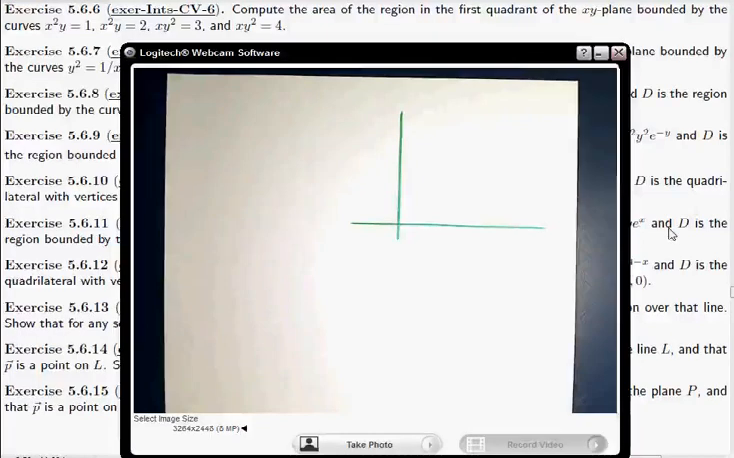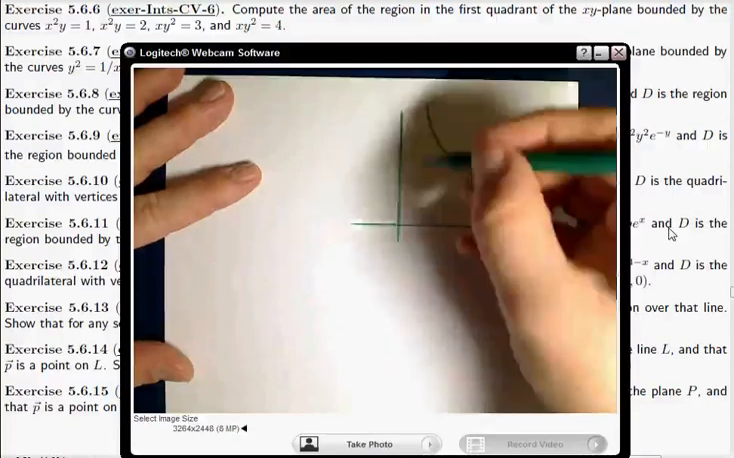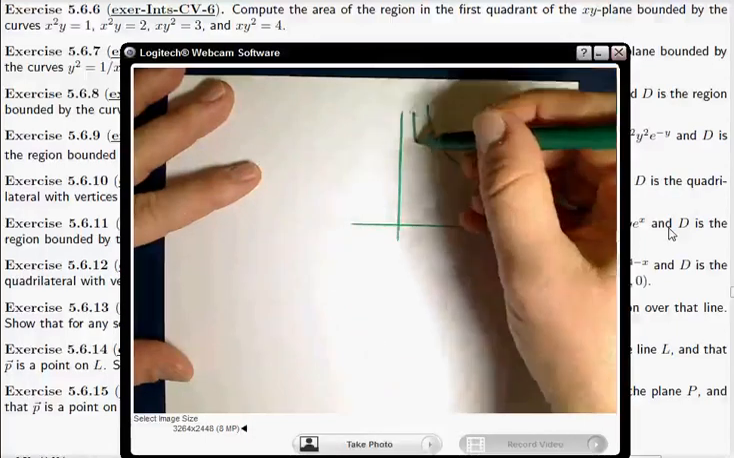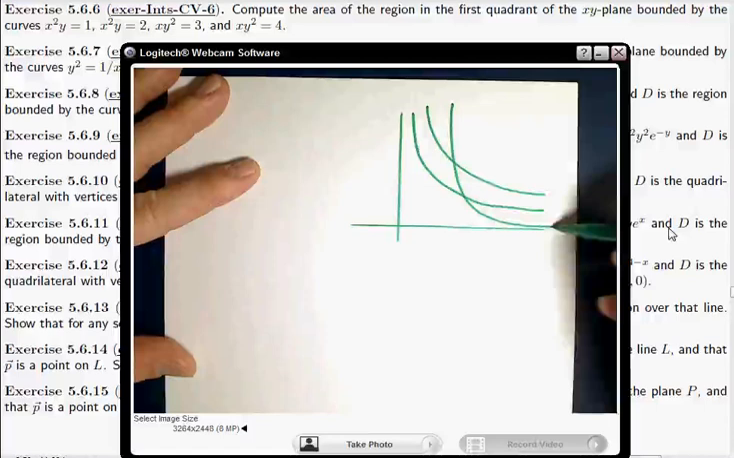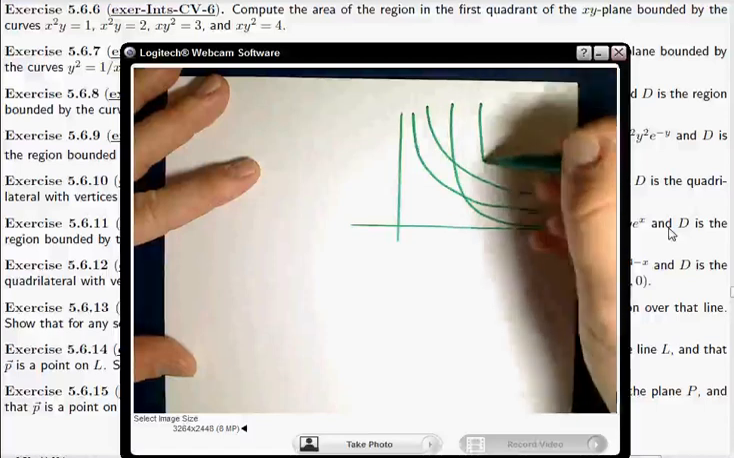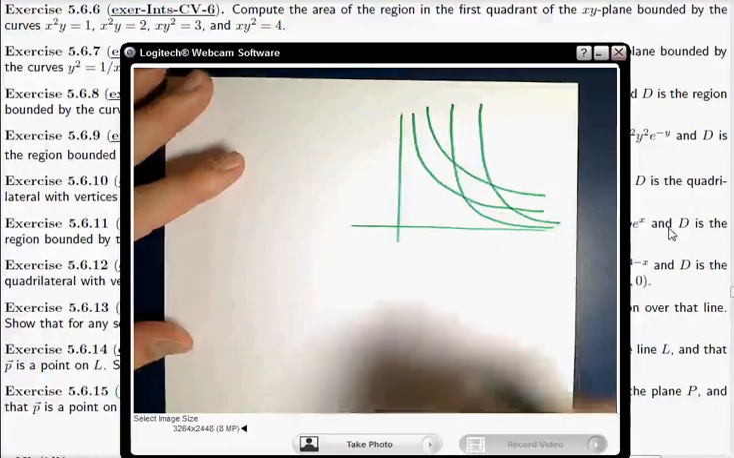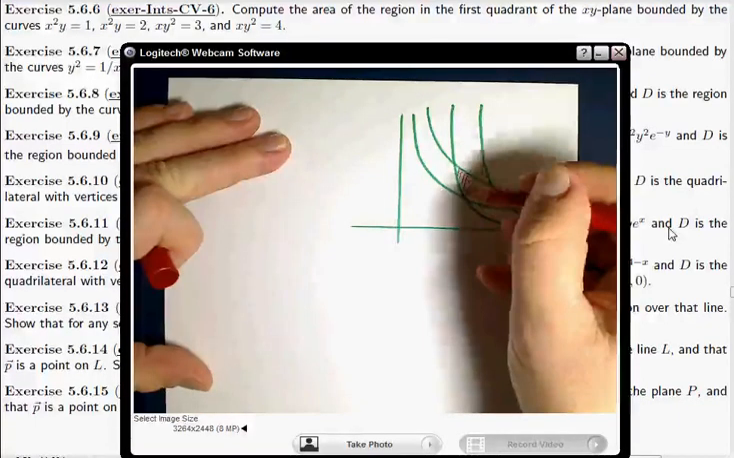Looking at x squared y equals 2, when y is 1, x is only the square root of 2. But when x is 1, y is 2. So yeah, these curves look kind of like this. They're sort of closer to this axis than they are to this axis, just a little bit. And then these other curves look kind of like this. I'm exaggerating. They don't look that bad, but they cross over. That's the point. Okay. So the region that we're interested in is this.